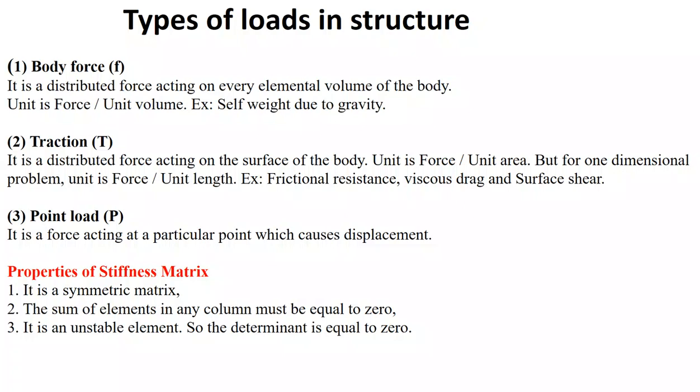Next, the properties of the stiffness matrix. The stiffness matrix will be a symmetric matrix. For any element, the stiffness matrix will be in a symmetric manner, diagonal symmetric. The sum of the elements in any column must be equal to 0. So if you sum a column of the stiffness matrix, the value will be 0. It is an unstable element, so the determinant is equal to 0. So the determinant of any row and column will also be 0. These are the properties of any stiffness matrix.